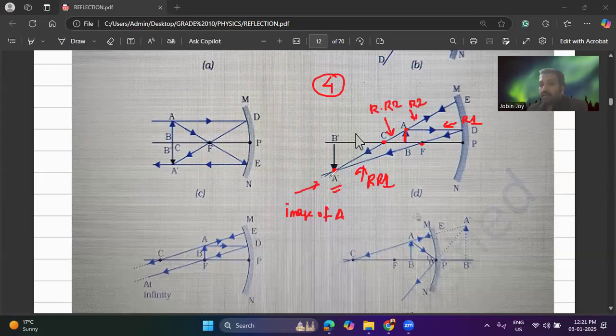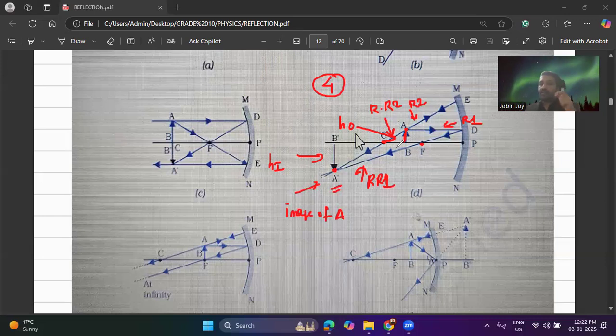Okay, and check the characteristics of the image. Where is the position of the object? Here, the object is situated in between C and F, the center of curvature and focus, and we will be getting the image here. Check the height of the image and the height of the object. The height of the image will be more than the height of the object. That means the image size is enlarged. If the object is in between the center of curvature and focus, the size of the image will be enlarged. That is one point.